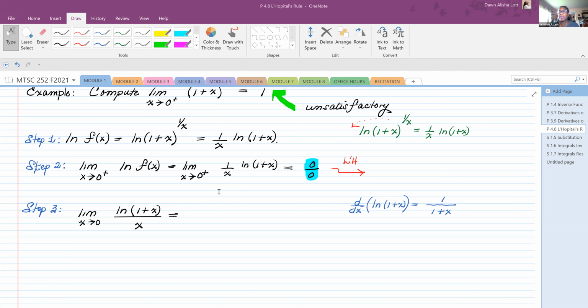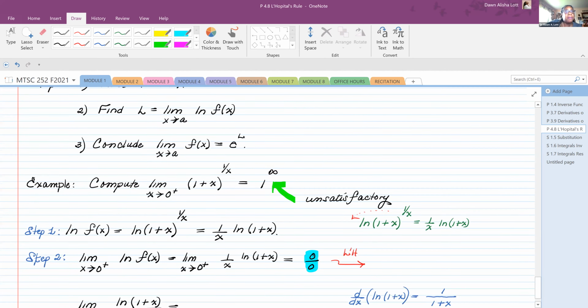No problem. Okay, so we're taking the derivative here. We know that the derivative of the numerator is 1 over 1 plus x, and the derivative of the denominator is just 1. Oop, I forgot my limit. So I get the limit as x approaches 0 of, this is not step 3 yet, this becomes 1 over 1 plus x. And then the derivative of the denominator is just 1. So this just becomes 1.